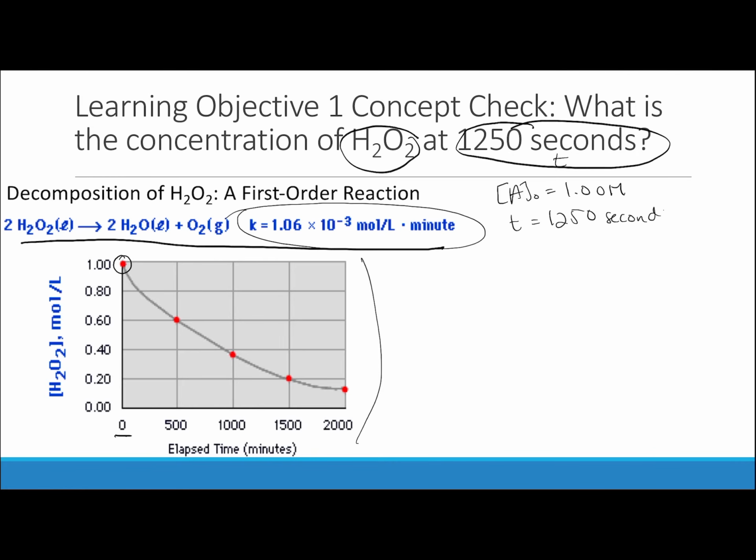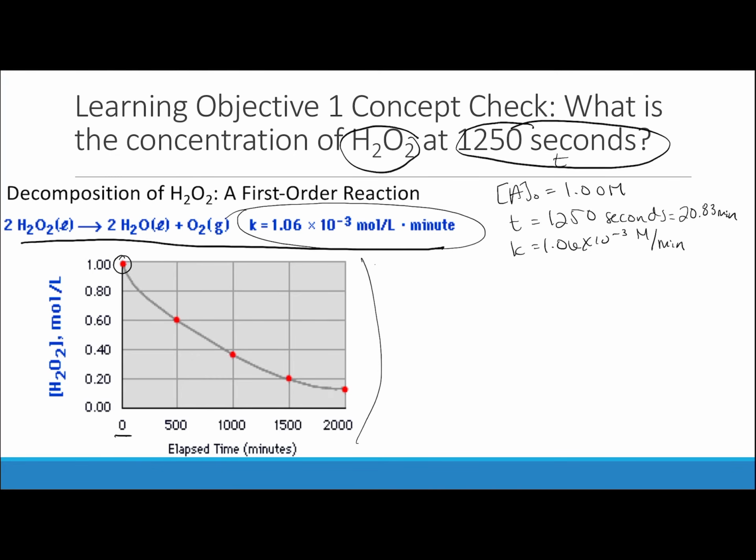Now, hopefully you notice that our t and our k are not in the same units, so we need to convert one or the other. I'm going to go ahead and take my time and put it into minutes, which is 20.83 minutes, so that when we multiply our time value by our k value, we cancel out those minutes and get molarity. Okay, so now all we need to do is plug into our equation.